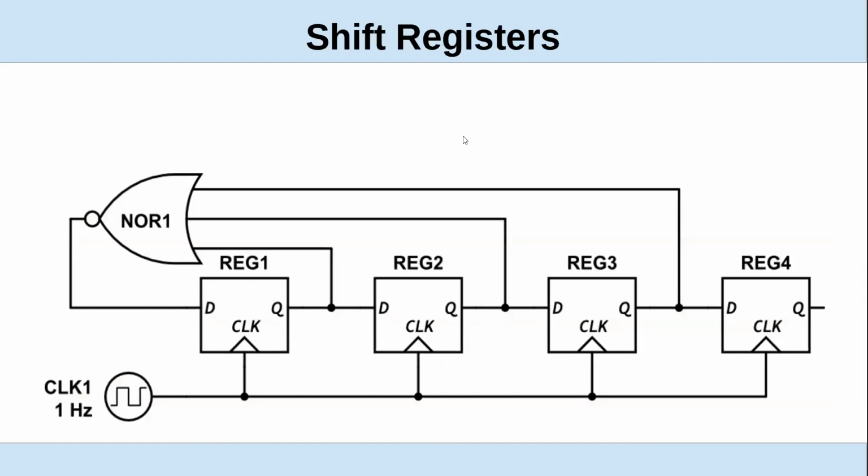Okay. Now we also can do shift registers where we're going to take a value and shift it through. So in this case, we're going to start off with this value being a 1 because it's a NOR gate and all of these are at 0. So the output of this would be 1 if these are all 0.